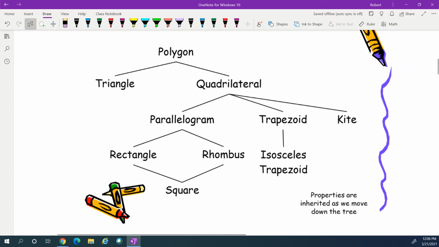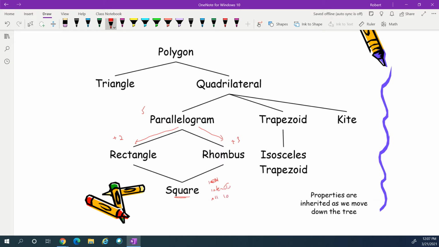Recalling our polygon family tree, we had five properties of a parallelogram. We took those with us and we added two that make us a rectangle. Well, we're going to do the same idea. We're going to take those five with us and we're going to add three for a rhombus. But then we're going to talk about a square, and a square has nothing new.